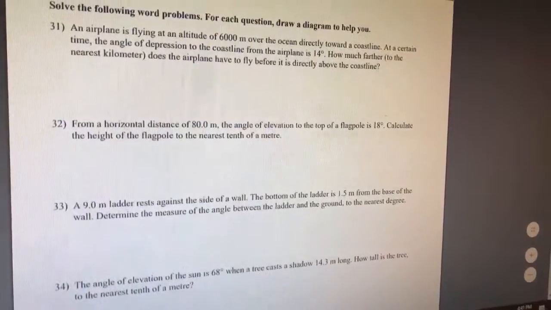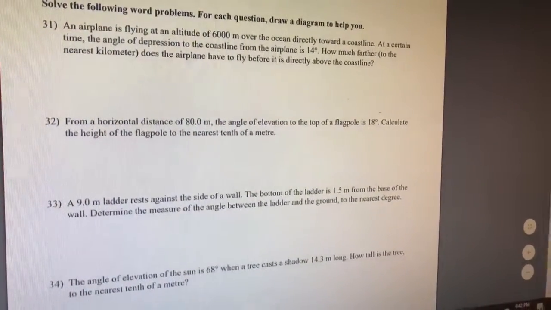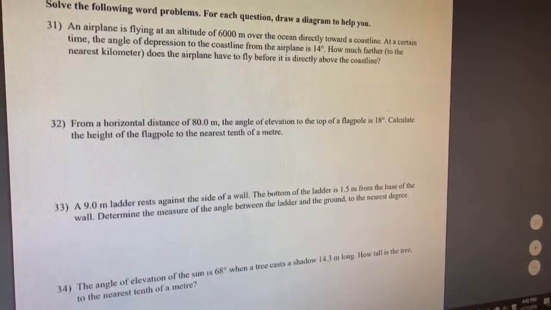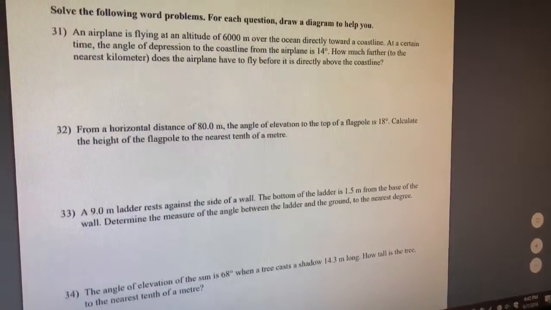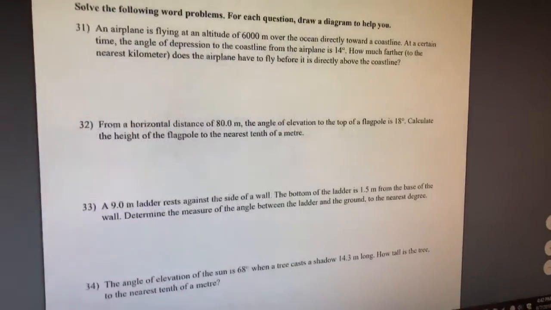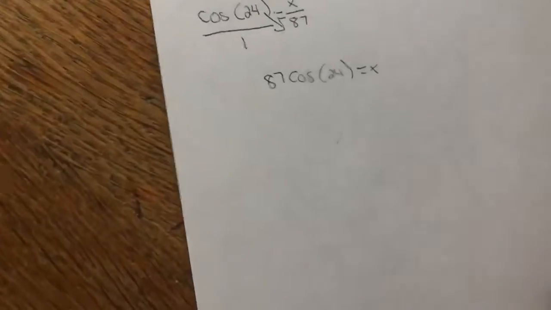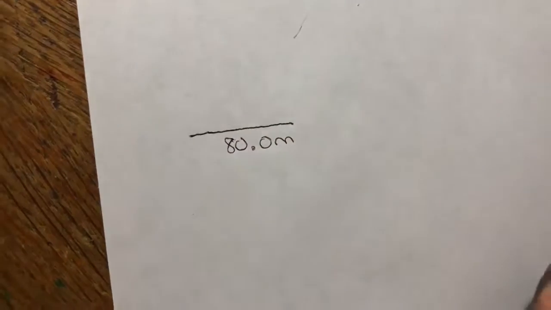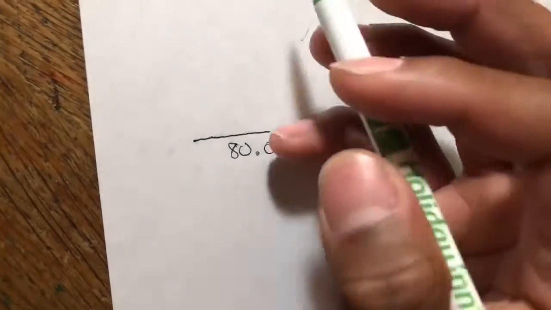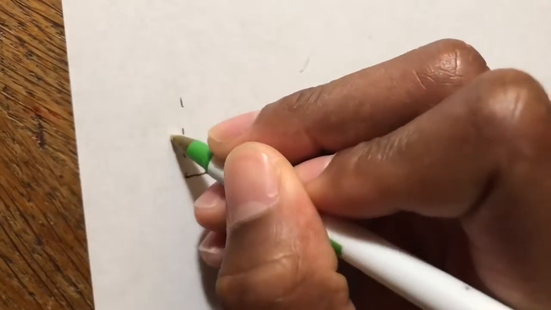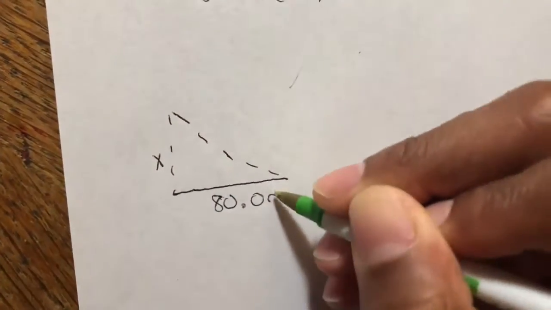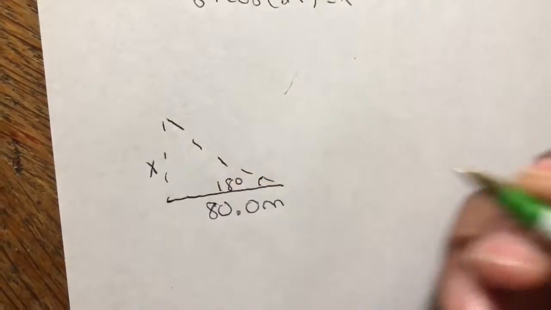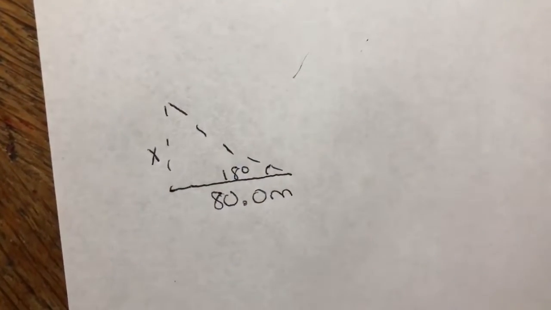Now onto word problems. We're gonna read 32. From a horizontal distance of 80 meters, the angle of elevation to the top of the flagpole is 18 degrees. Calculate the height of the flagpole to the nearest tenth of a meter. Okay. So it says here that the horizontal distance is 80 meters. Then the flagpole, which is 18 degrees of elevation to the top. You don't know the flagpole height yet, but you know the elevation from the horizontal to the flagpole is 18 degrees.